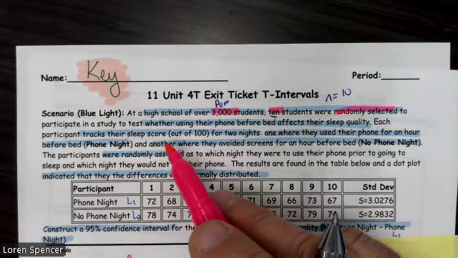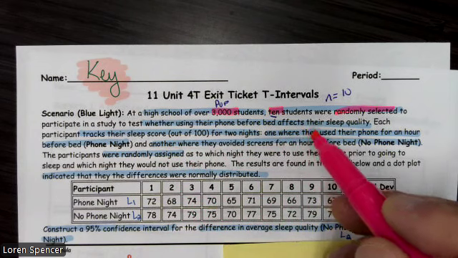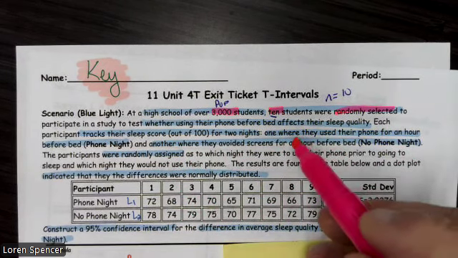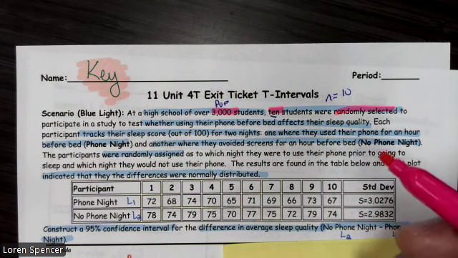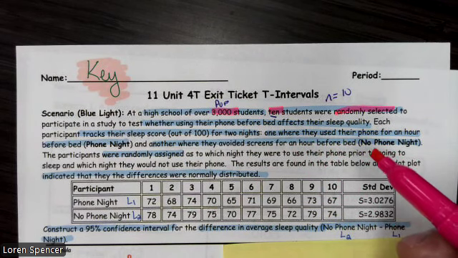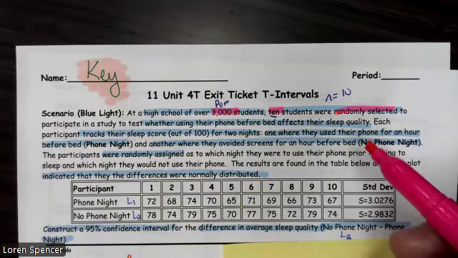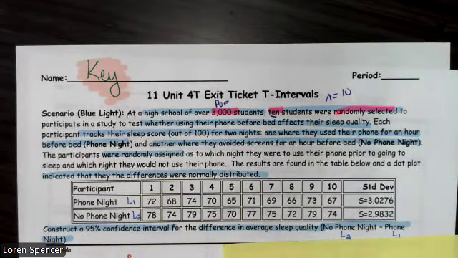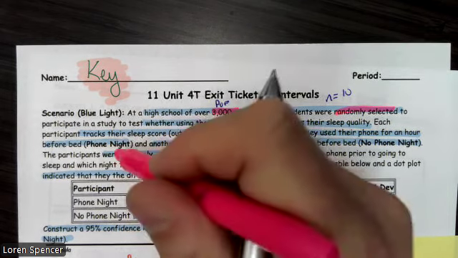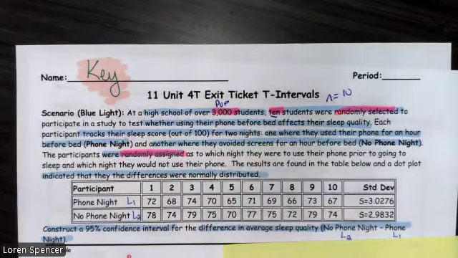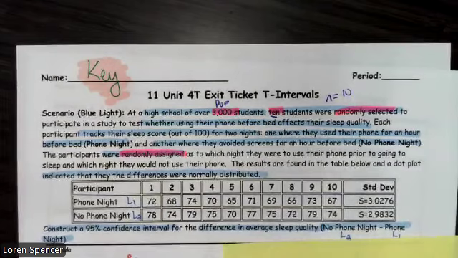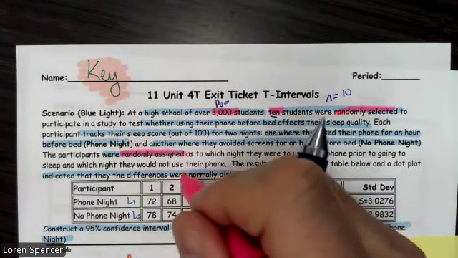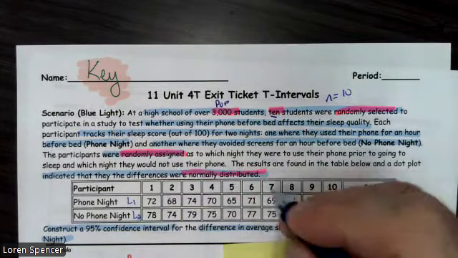To participate in the study to test whether using their phone before bed affects their sleep quality, each participant tracks their sleep score out of 100 for 2 nights, one where they use their phone for an hour before bed and another where they avoided screens for an hour before bed. So no phone night. The participants were randomly assigned as to which night they would use their phone prior to going to sleep and which night they would not. Oh, so this is random assignment. This is good. The results are found in the table below, and the dot plot indicated the differences are normally distributed. That's our condition number three.